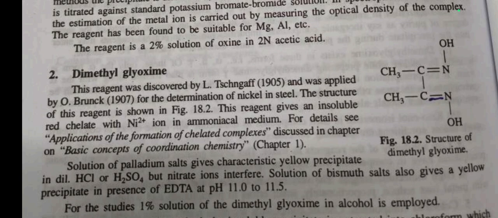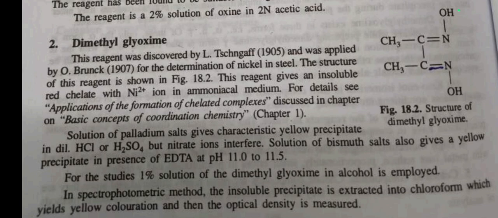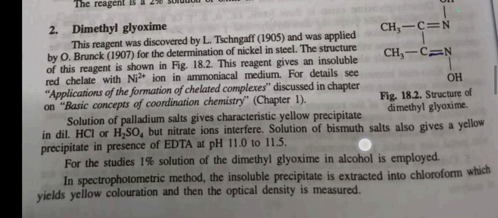Number 2. Dimethylglyoxime. The reagent was discovered by L. Tschugaeff in 1905 and was applied by O. Brunck in 1907 for the determination of nickel in steel. The structure of this reagent is shown in figure 18.2. This reagent gives an insoluble red chelate with Ni2+ ion in ammoniacal medium. For details, see applications of the formation of chelated complexes discussed in the chapter on basic concepts of coordination chemistry.